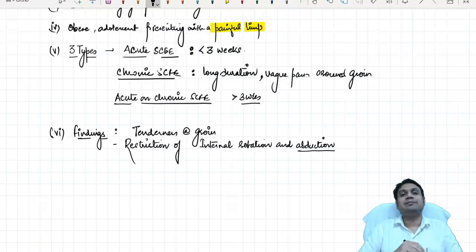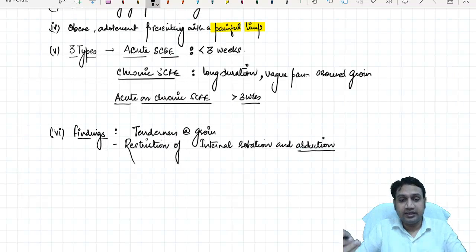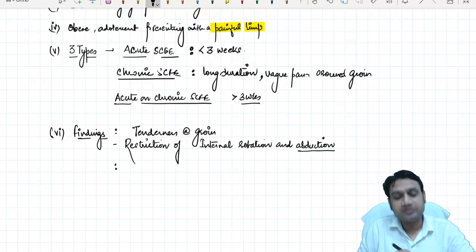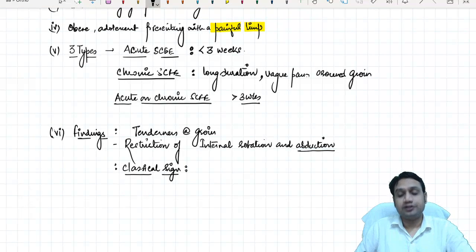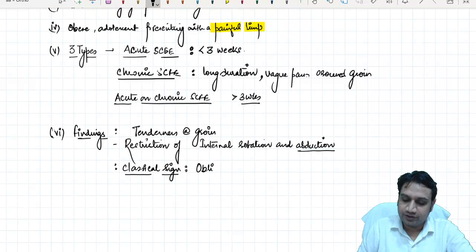So how is the child keeping the limb? It is slightly externally rotated, more of an external rotation. Okay, so there is one classical sign which is related to SCFE. And what is that classical sign? The classical sign is known as obligatory external rotation.